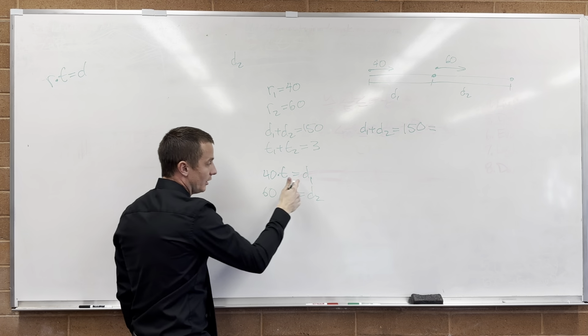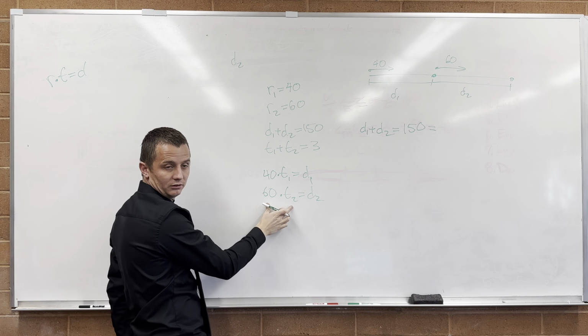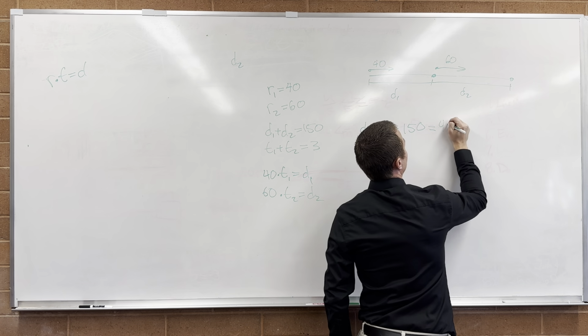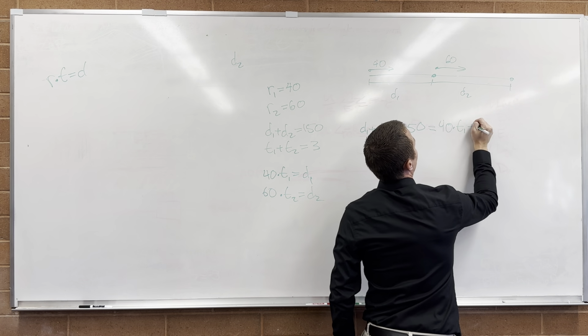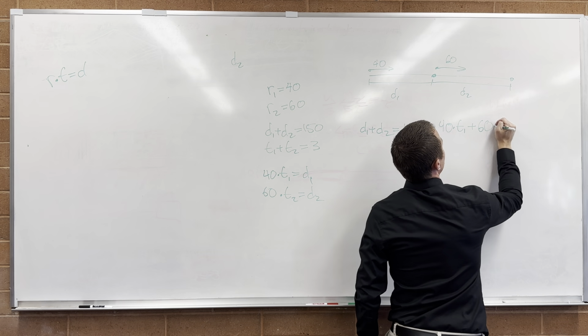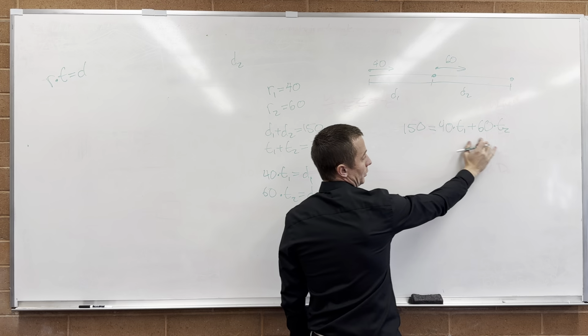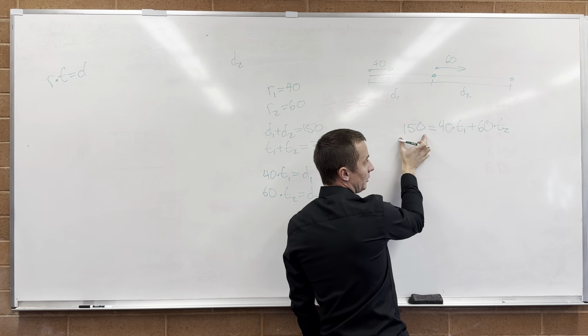But D1 is also this, and D2 is also this. So D1 is 40 times T1, plus D2 is 60 times T2. So we're going to ignore the second half of this, and here's what we got. Distance 1 plus distance 2 equals our total distance.